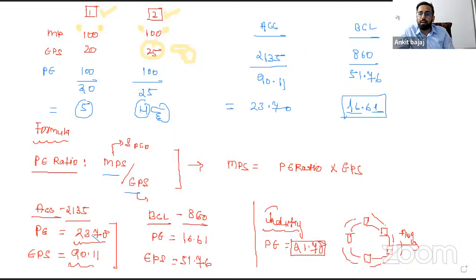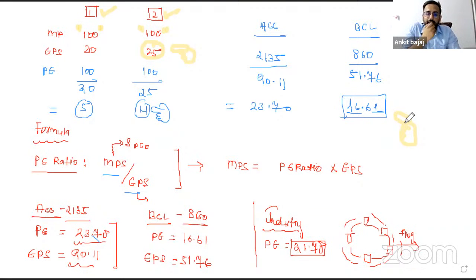But apart from the PE ratio, we check other things also. So in the next lecture, guys, I will be covering the remaining concepts which will help you make investments into securities. Here I have discussed the PE ratio. I took a real example of two companies, one is ACC Limited and the second is Belloc Corporation Limited.